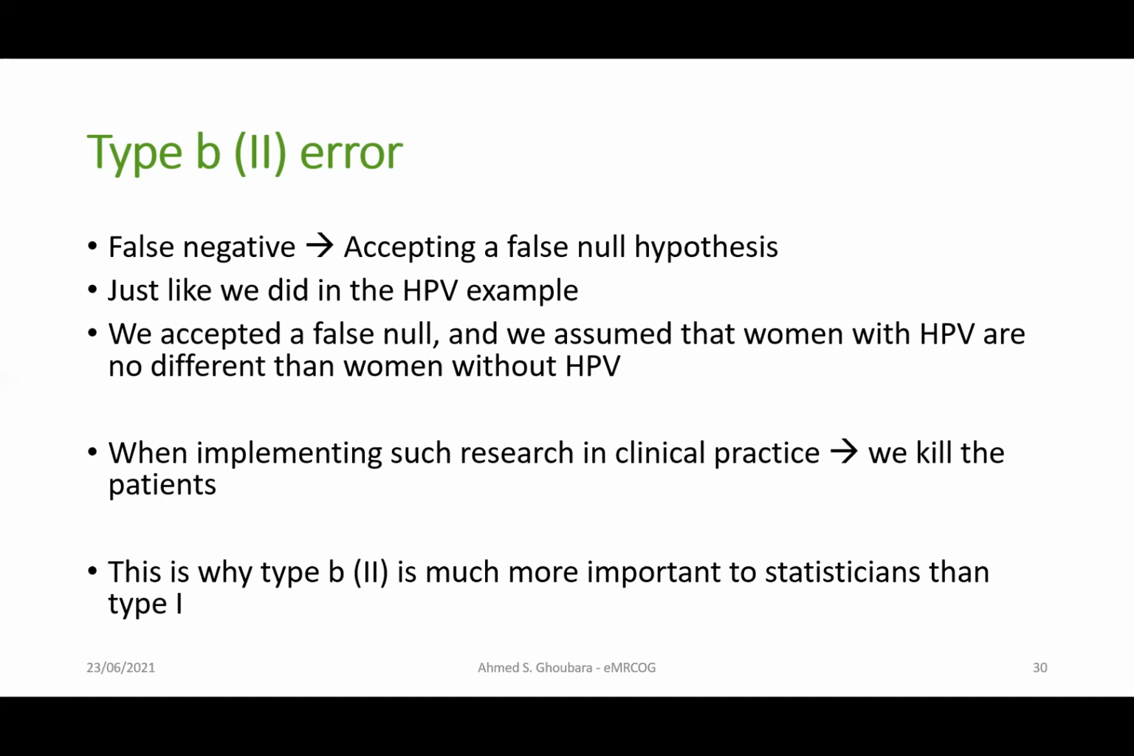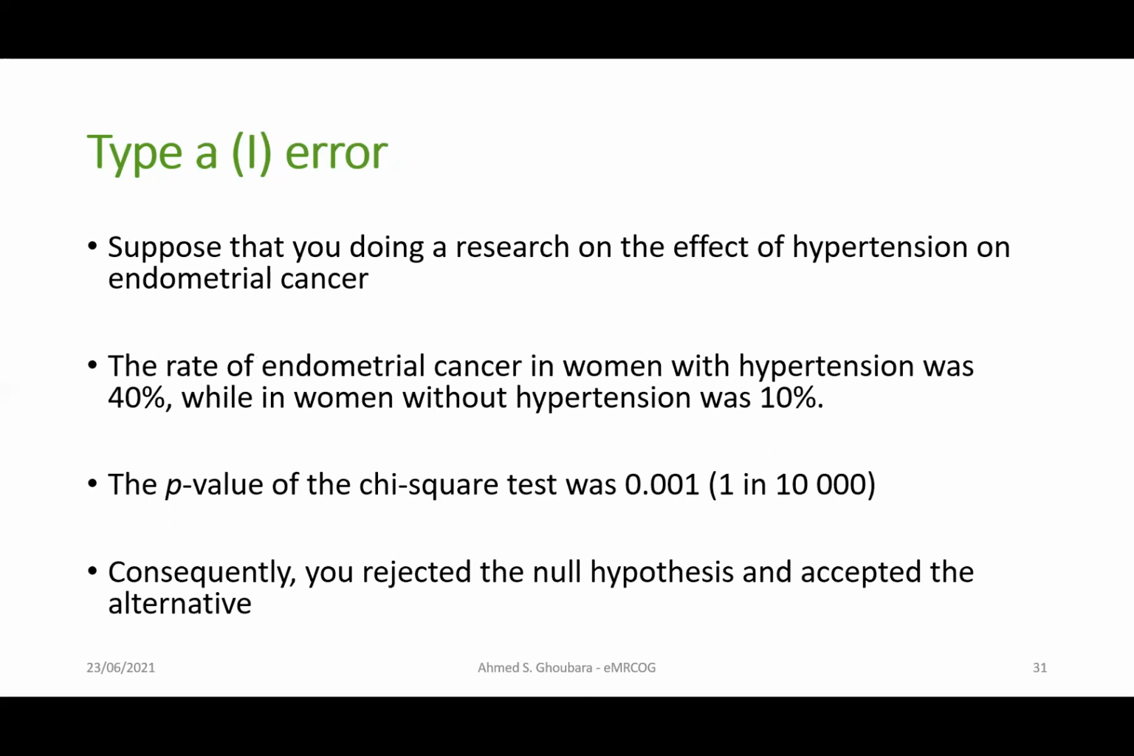That's a type 2 error. That's a false negative. Okay, now what about the other type? Type 1. Suppose, a completely different example. You're doing research on the effect of hypertension on endometrial cancer. Suppose you have 100 patients with hypertension and 100 patients without hypertension, normotensive. You follow up the patients for 10 years or so, and at the end, how many patients do we have in the first group with hypertension? Like 40 patients. So 40% of women with hypertension had endometrial cancer, and the other group without hypertension were just 10%.